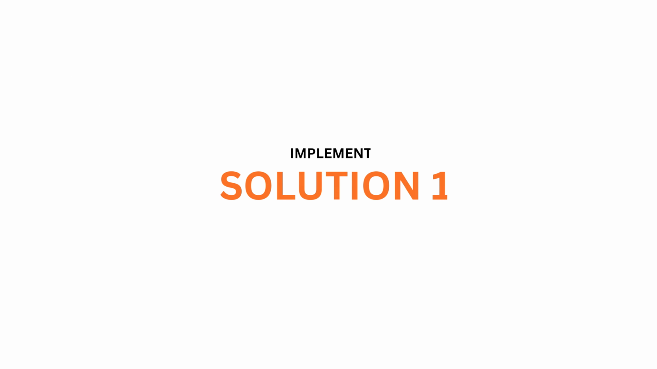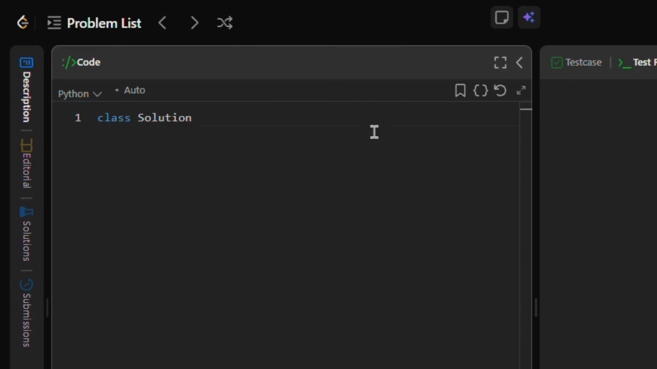Let's try to implement it using solution 1. We begin by defining a class named Solution. This simply organizes our function inside a neat container. This sets up our function binary search, which takes a sorted list called nums and a value called target that we want to locate inside that list.